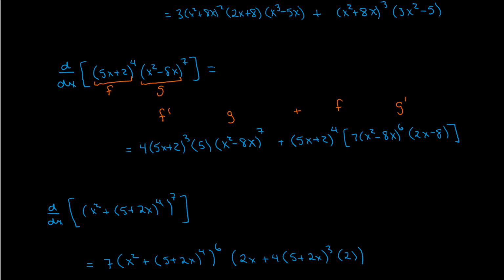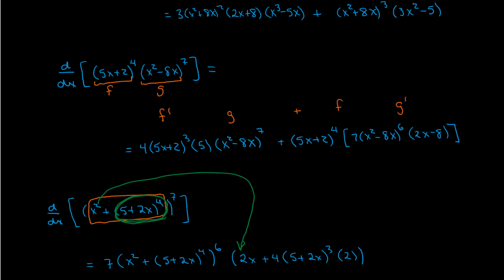The next thing we need to do is to take the derivative of the inside part. Now be mindful that the inside part is just what's in the orange box. Part of this is real straightforward to do. The derivative of x squared is 2x. Plus, we now need to take the derivative of this 5 plus 2x raised to the 4th power. Well, that's going to require a chain rule again.